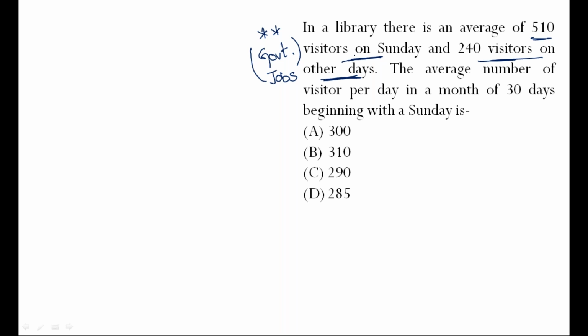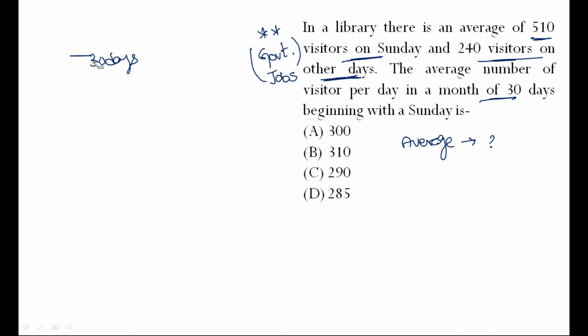Okay, 510 visitors on Sunday and 240 visitors on other days. You have to calculate the average number of visitors per day. The question is about average. But see that the month is having 30 days. That's a clue they've given. You have to find the average.